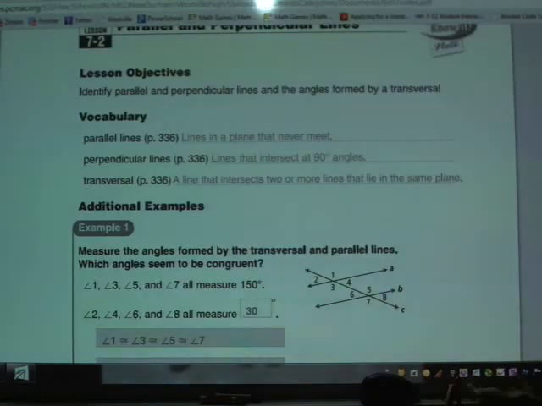And then we have a transversal. A transversal is a line that intersects two or more lines that lie in the same plane.